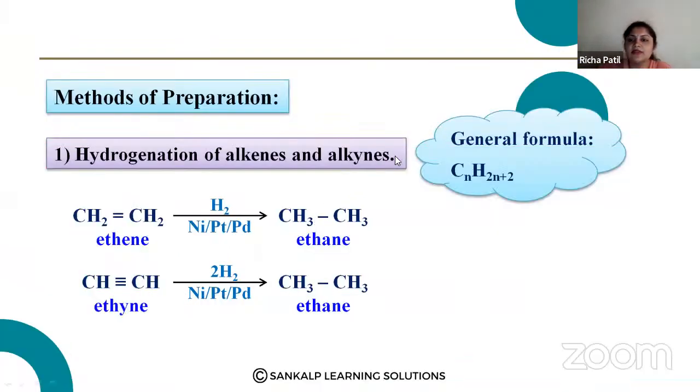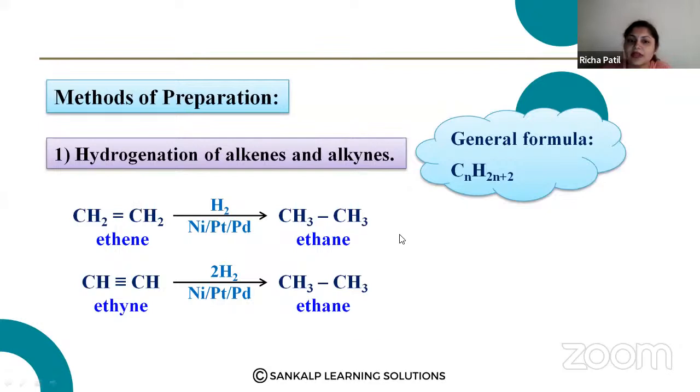Then we started with the methods of preparation of alkanes, right? We saw the hydrogenation reaction. What do you mean by hydrogenation? We are adding hydrogen across the unsaturated carbon, that is, across the double bond. If you add one molecule of H2, you get ethane. And across the triple bond, you add two molecules of H2, and it forms ethane. So hydrogenation is the addition of hydrogen across the double bond or triple bond to give you an alkane.